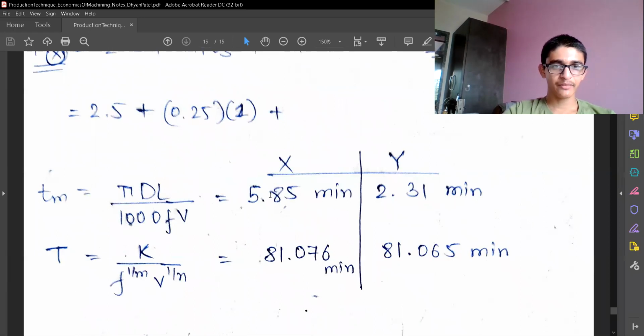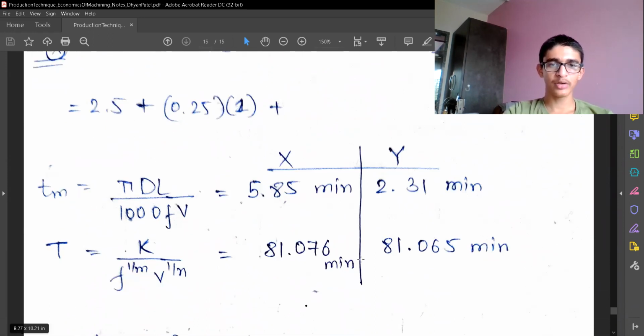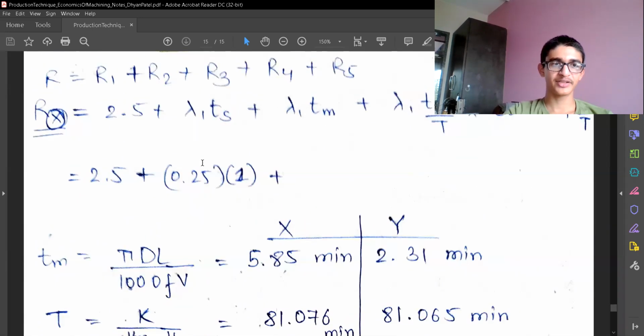I have calculated the machining time over here for both the machines. I do not want to go into all the mess of finding all the expressions individually and finding the total cost. This was the basic equation which we had, in terms of the lambdas, that are the cost, the machining time, and the tool life. So I am finding the machining time and tool life over here, and I am going to directly substitute these values in my expression to find the total cost.